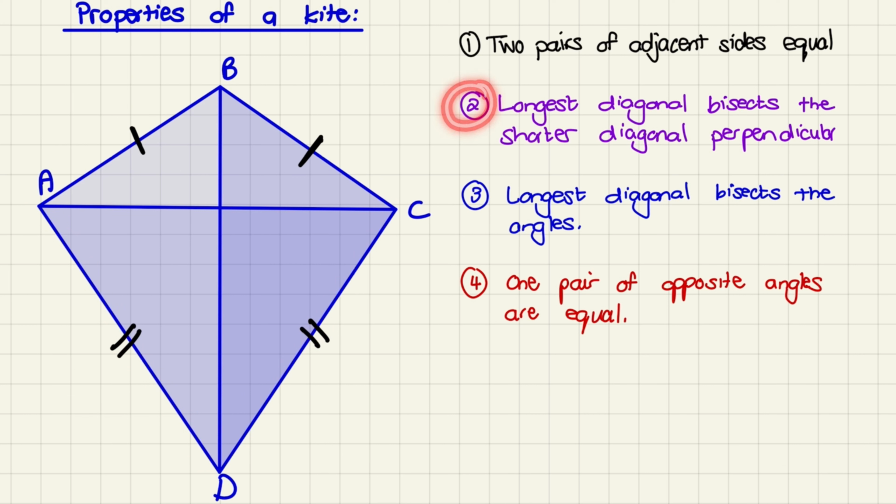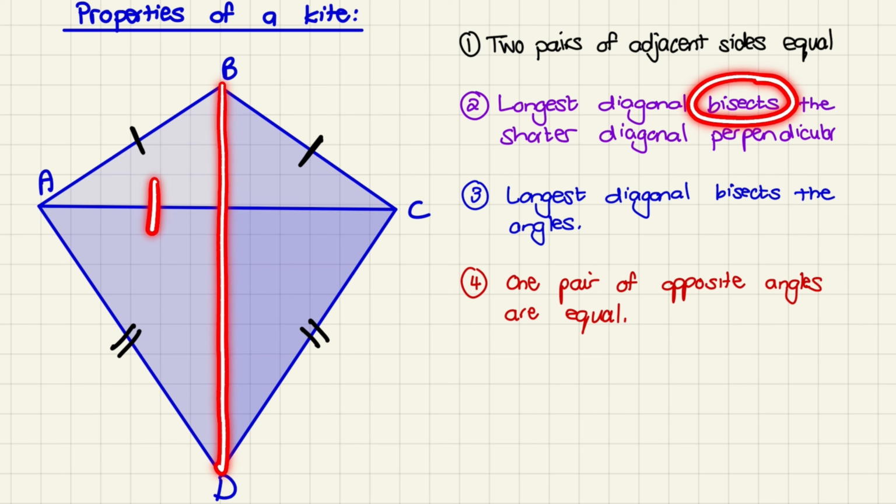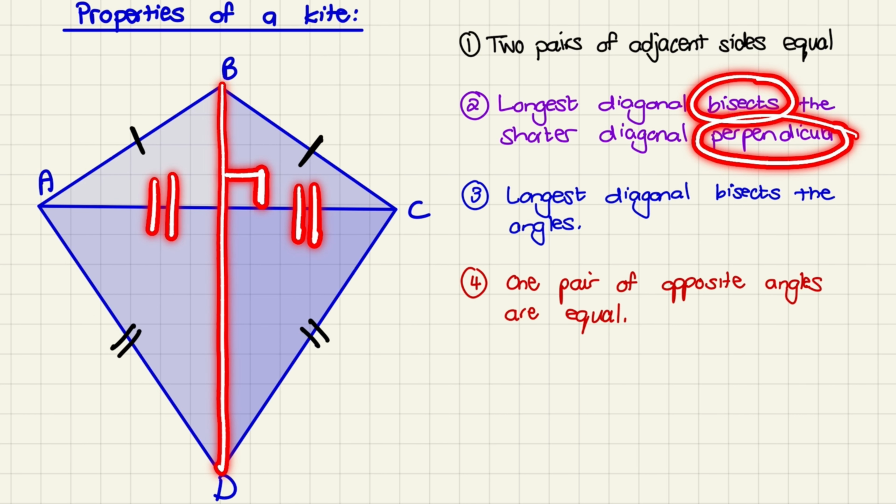The second property says that the longest diagonal bisects the shorter diagonal perpendicularly. So the longer diagonal is the longest line connecting two corners, and the shorter diagonal, can you see, is the shorter line connecting two corners or two angles. So this property is saying that the longest one is bisecting, so it's cutting the shorter one in half, and also it's cutting it perpendicularly, so it will be 90 degrees.